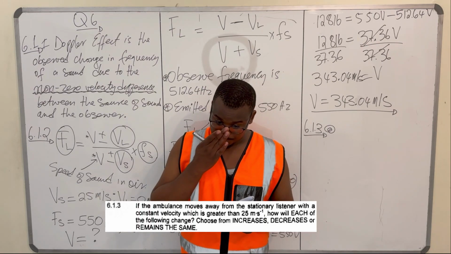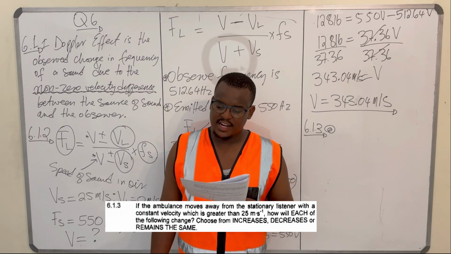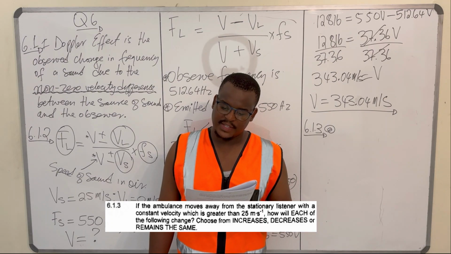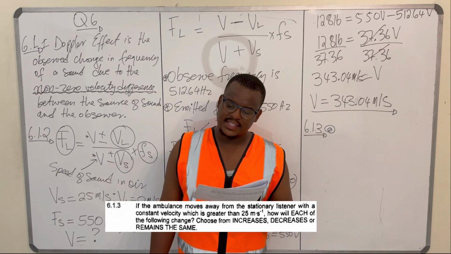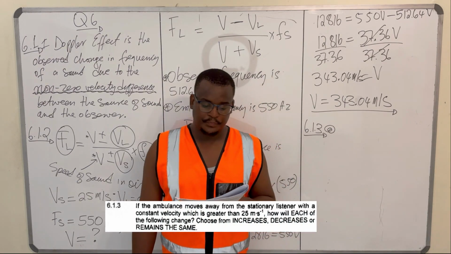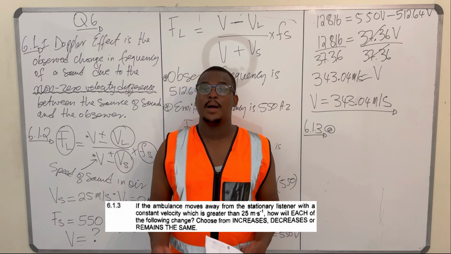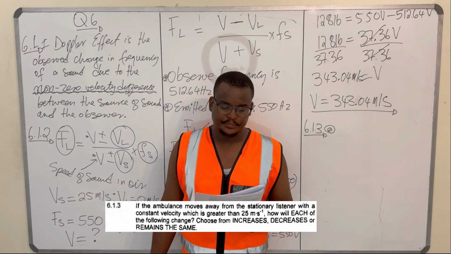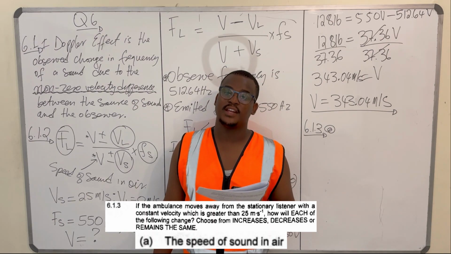6.1.3 reads as follows. If the ambulance moves away from a stationary listener with a constant velocity which is greater than 25 meters per second, how will each of the following change? Choose from increases, decreases, or remain the same. So they're telling you that the ambulance is still moving away from our friend, but now at a higher speed. So they're asking you now, how will this affect the speed of sound in air?